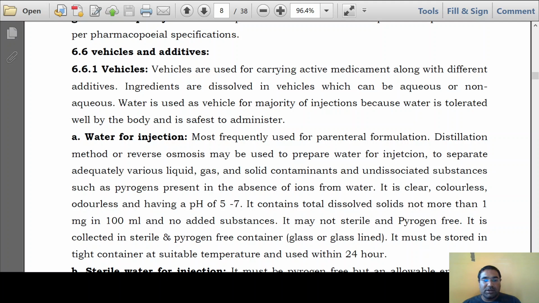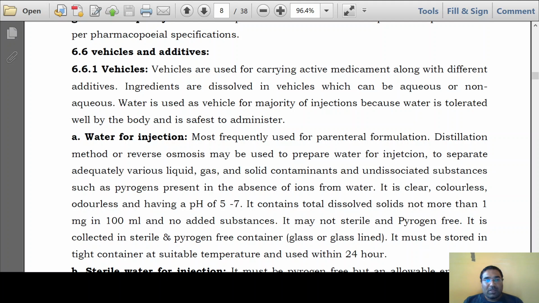Morning students, yesterday we started with a new topic, that is parenteral products. Yesterday we saw the definition of parenteral products, the advantages, the disadvantages, and the different requirements for preparation or formulation of parenteral products. Now we have to see what are the different vehicles and additives used for the formulation of parenteral products.